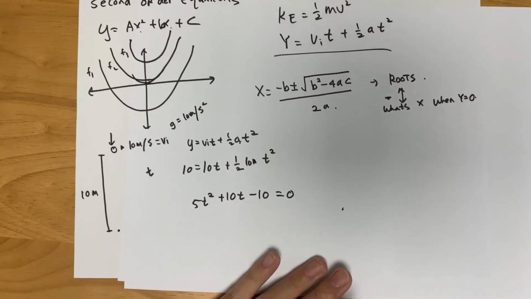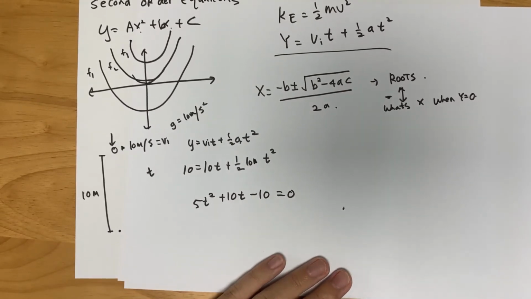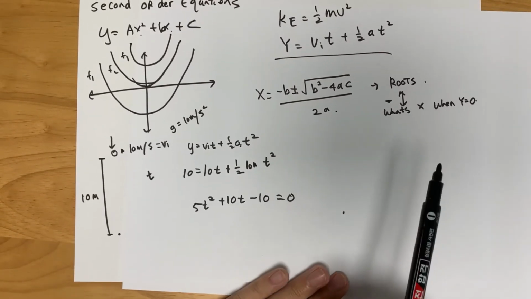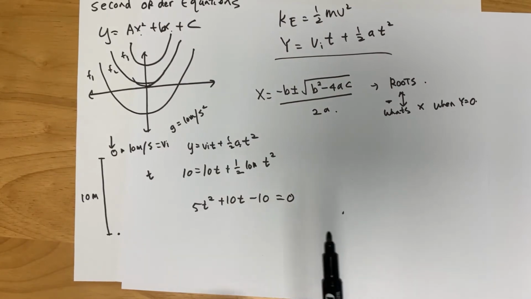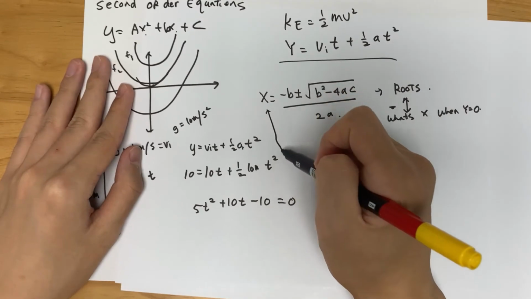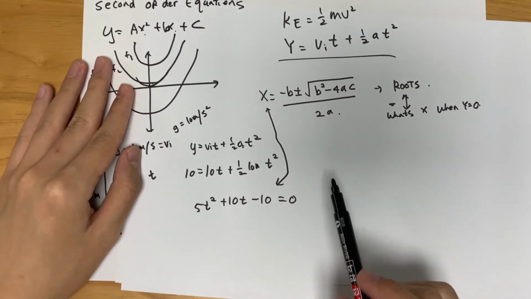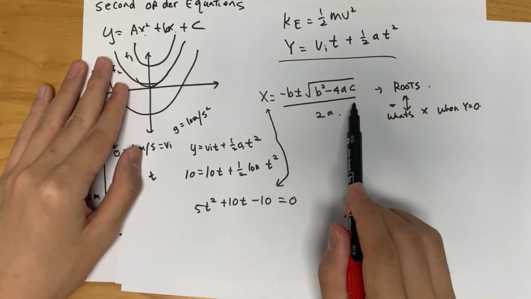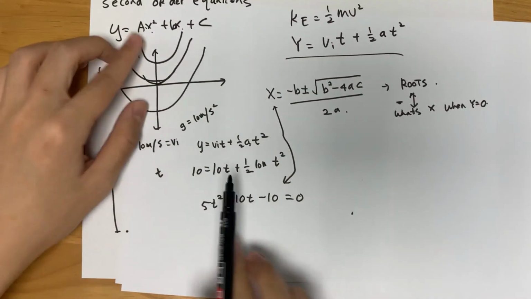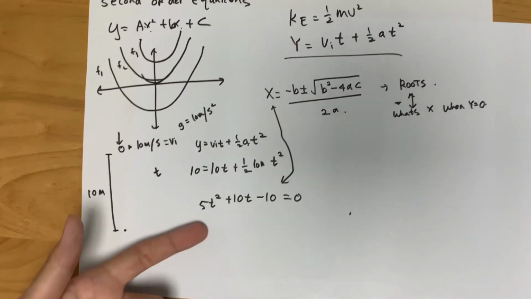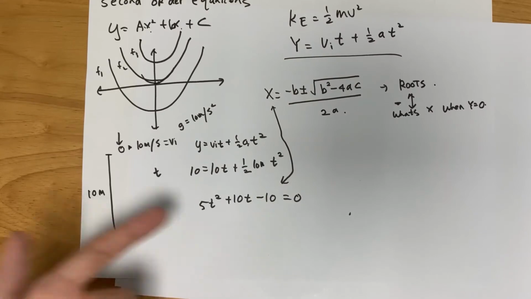How are we going to solve for t? Very hard. I mean, you can try to factor it out and stuff like that, but we have a great equation: x equals minus b plus or minus the square root of b squared minus 4ac. This one is represented as this graph. So you can find this answer.